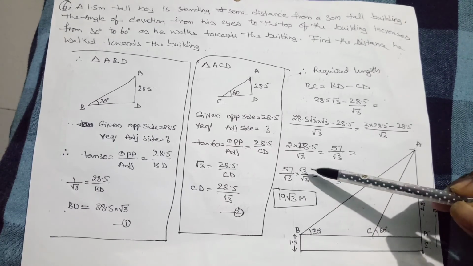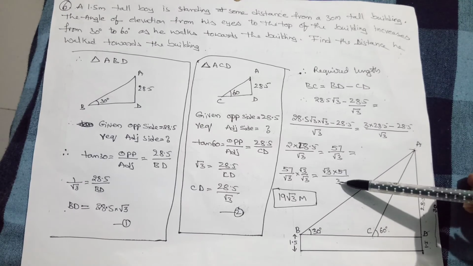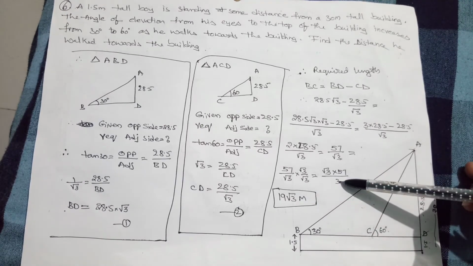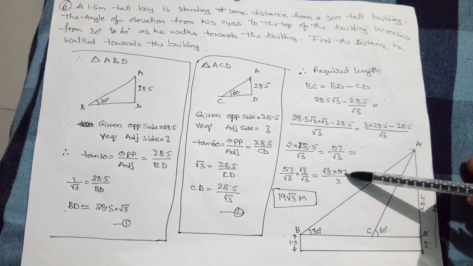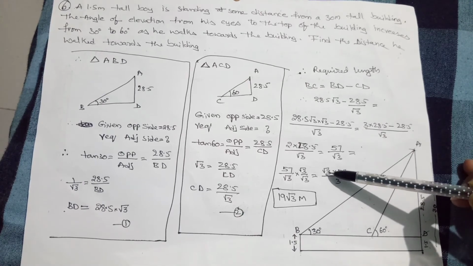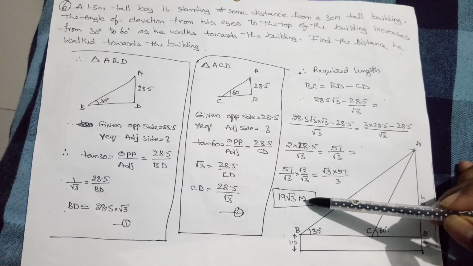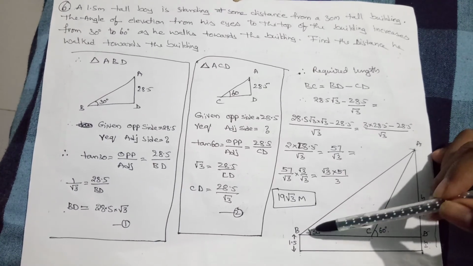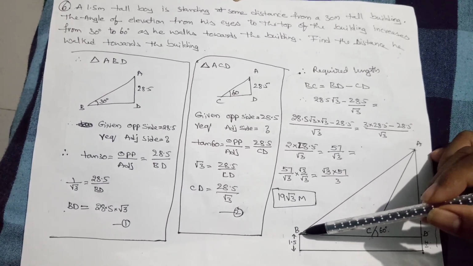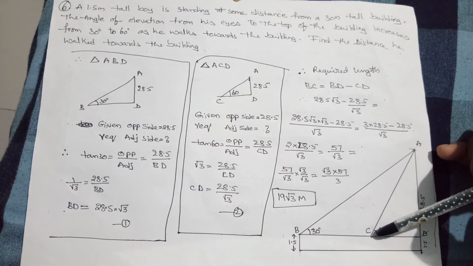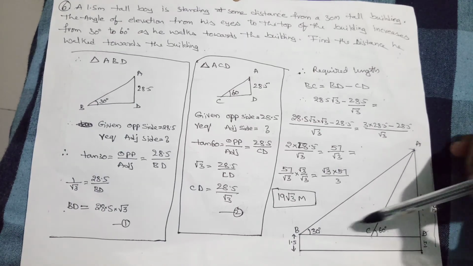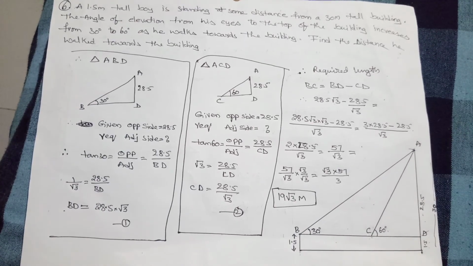Therefore root 3 into root 3 is equal to 3 in the denominator. The 3 will cancel in 57, 19 times. Therefore, 19 root 3 meters he walked from B to C, and he looked up and he made changes in the angles. That's all.